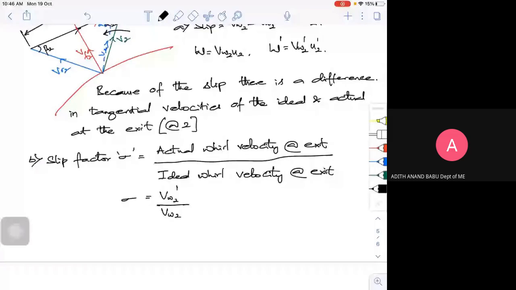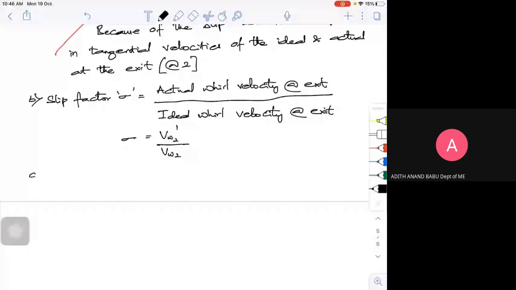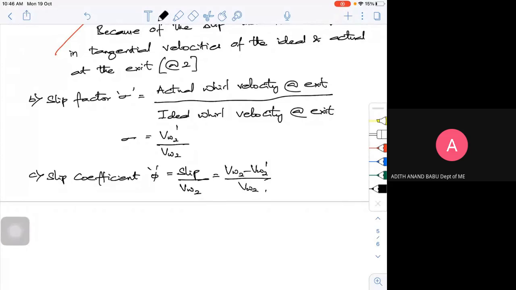We have another term called the slip coefficient, denoted by phi. It is the ratio of slip to your ideal whirl velocity. So what is your slip actually? We call that VW2 minus VW2 dash, divided by VW2, or delta VW2 divided by VW2. So these are some of the factors required to define what is happening.